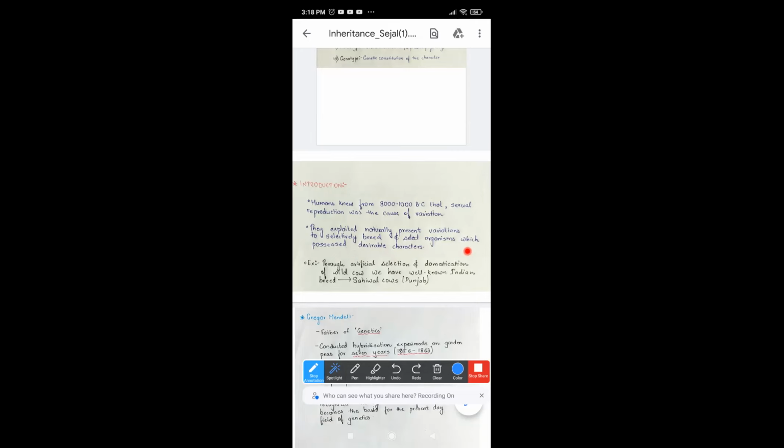Now we know, due to biotechnology and all, we have developed certain organisms which are beneficial for us. Hence, we have exploited the naturally present variations in them and developed certain variations that were beneficial for us, and we are doing that too. An example of this is given in NCERT. Through artificial selection and domestication of wild cows, we get a well-known Indian breed, Sahiwal cows, which is in Punjab.